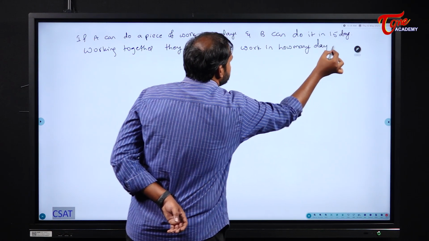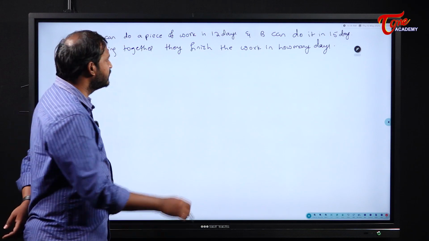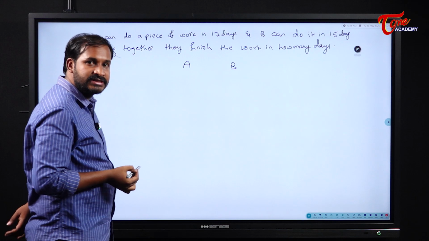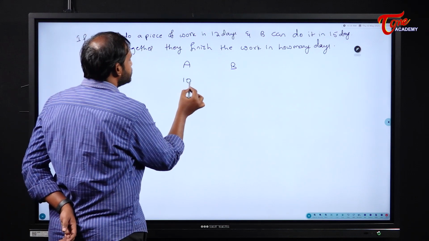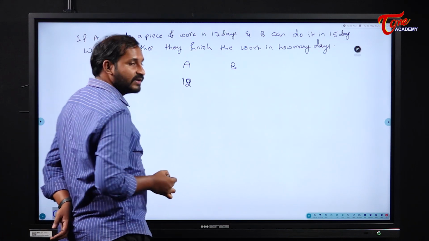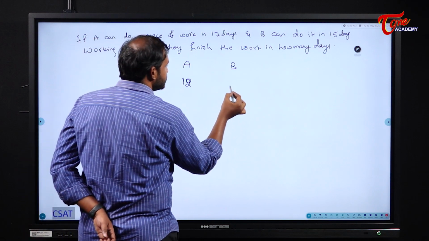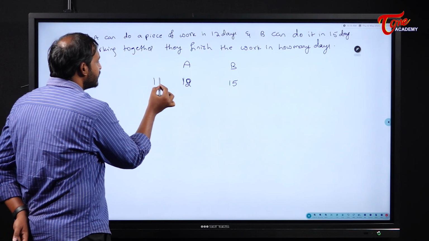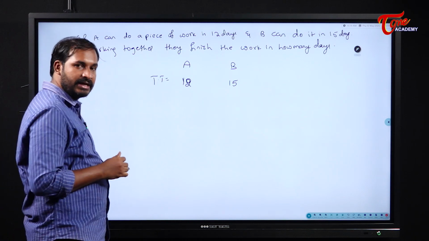Now see here, as usual, what are the things given for us? There are two persons, A and B. A can finish the work in 12 days. B can finish the work in 15 days. These are the times taken by A and B.